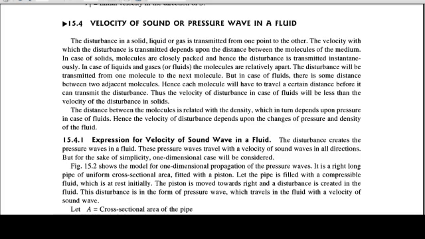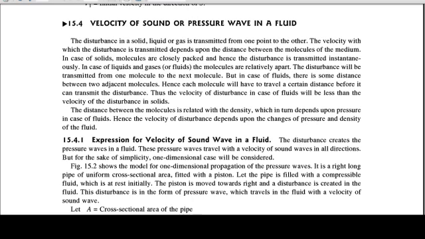Hello everyone. In a previous lecture, we have studied what is meant by compressible flow and the basic functions of compressible flow. In this lecture, we are going to study the velocity of sound or pressure wave in a fluid.